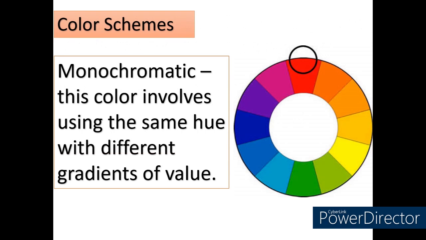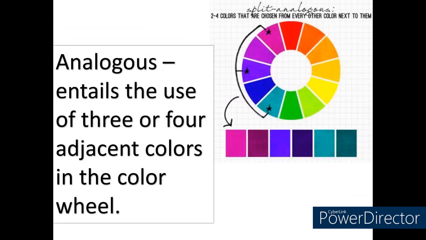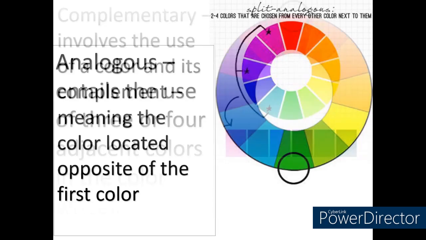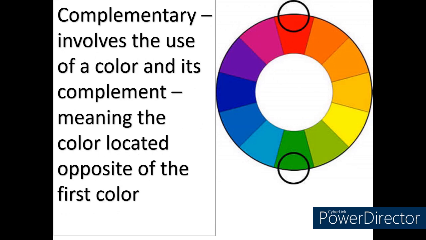We also have the color schemes. The first is the monochromatic. This scheme involves using the same hue with different gradients of value. The next is the analogous. It entails the use of three or four adjacent colors on the color wheel. Complementary involves the use of a color and its complement, meaning the color located opposite to the first color.